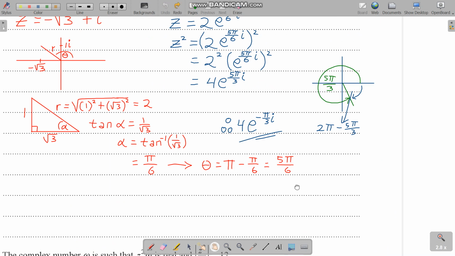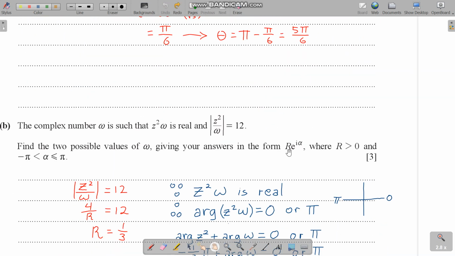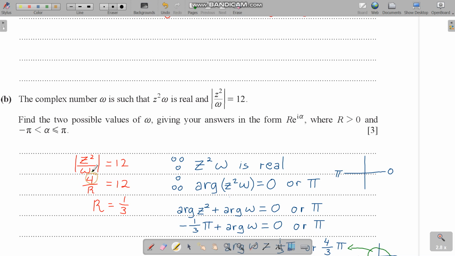The modulus of z squared is 4. The modulus of omega we don't know yet, so we're going to call it r. So if you rearrange, be careful here, r is 1/3, it is not 3. Just use a little algebra.